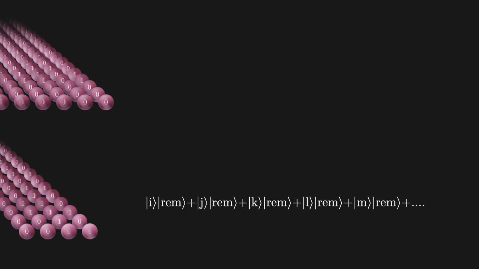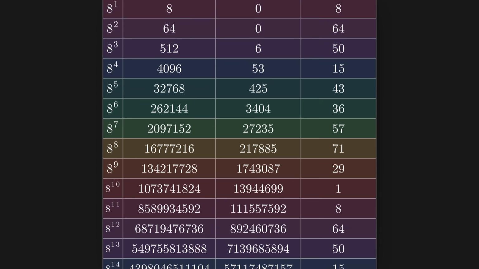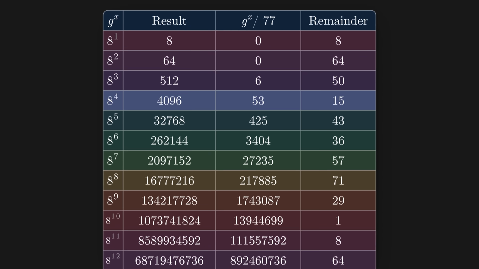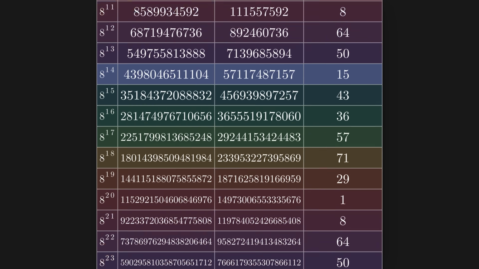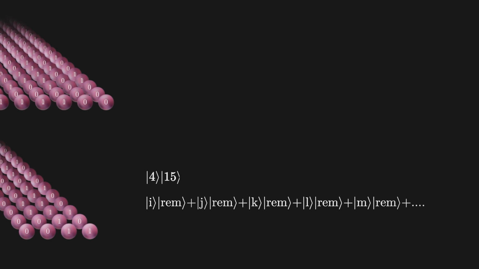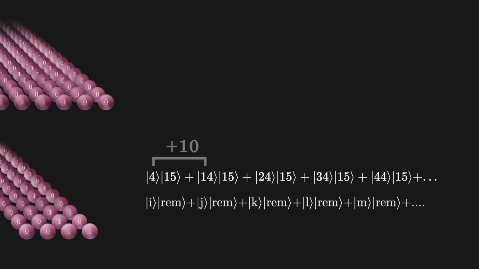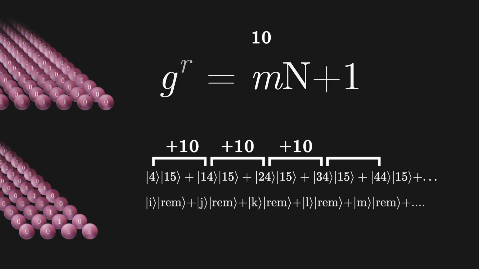Imagine we were doing this with the example from before, with n equals 77 and g equals 8. If the remainder we measured was, say, 15, then there would be multiple terms in our superposition, because there are multiple exponents you can raise g to that give this same remainder. Exponents 4, 14, 24, 34, and so on. They are each separated by 10. And that value is the exponent that satisfies our equation.